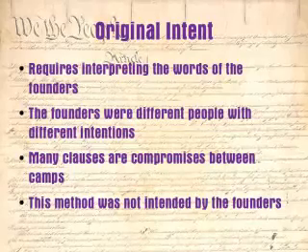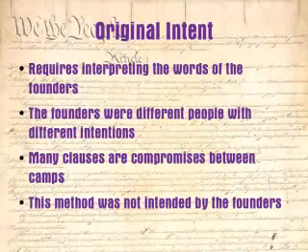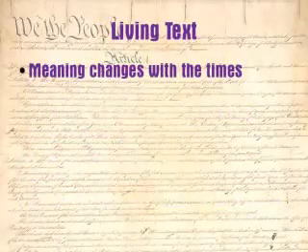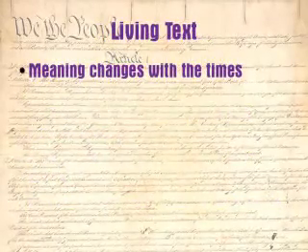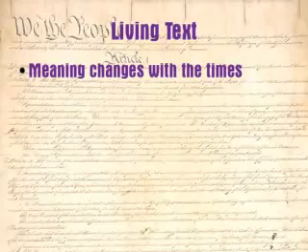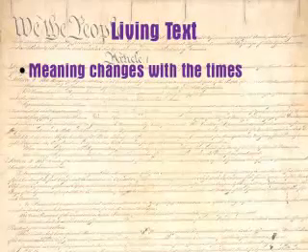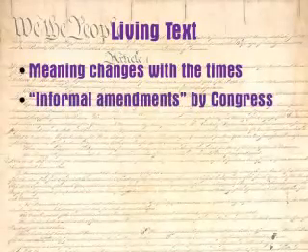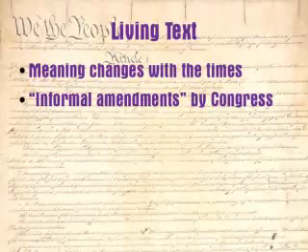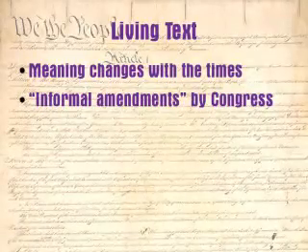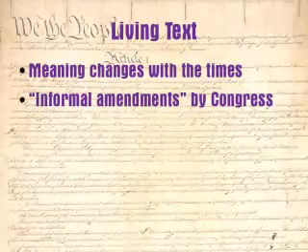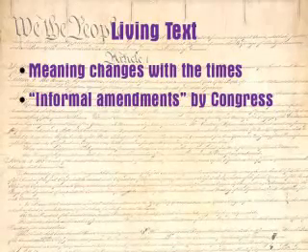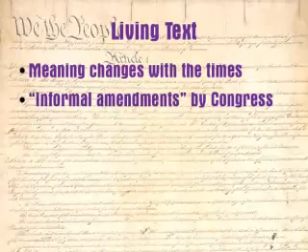So if one cannot interpret the Constitution by original intent, what of the living text? The essence of the living text method is that the meaning of the Constitution changes with the times. Since we the people ratified the Constitution, it must conform to our perceptions and intentions. This is expressed by Congress in the form of informal amendments, and so Congress at any point can pass legislation that would have in the past been unconstitutional, but by passing it, they have made an informal amendment, which changes the meaning of the Constitution to allow the legislation to be legitimate.